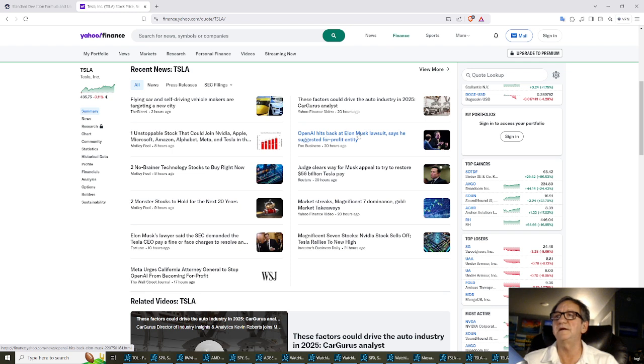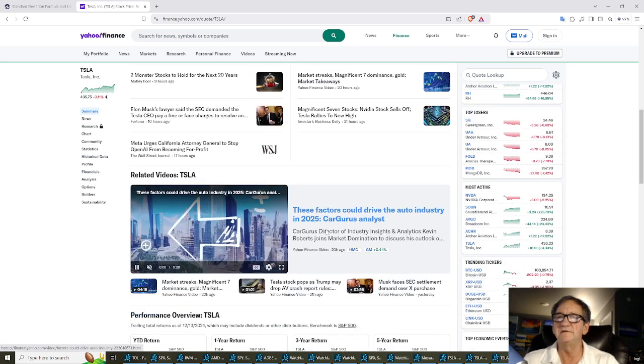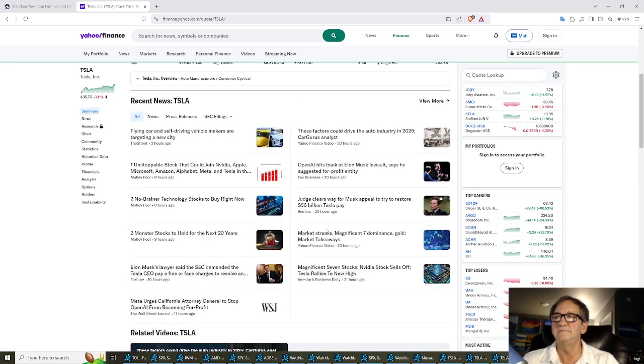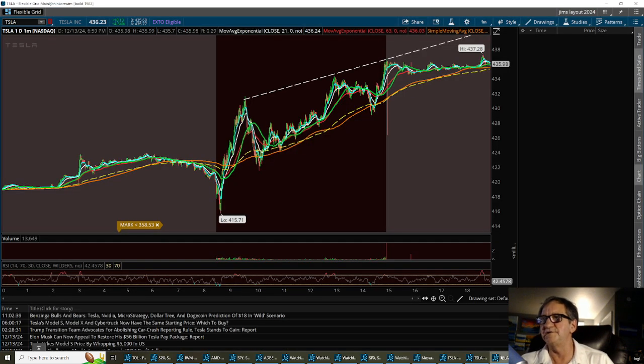OpenAI hits back at Elon Musk's lawsuit. Elon's kind of like Trump. He never loses. There's starting to be a lot of little negativity going on right now. They're trying to stop this run. I can just tell by the news, so it might consolidate a little bit, and then we have a new breakout. So I also want to bring up one other thing here on Tesla.